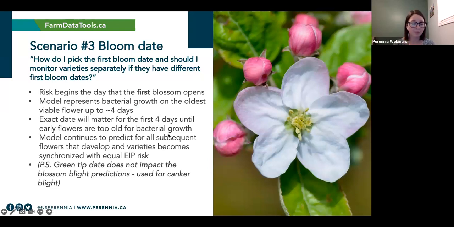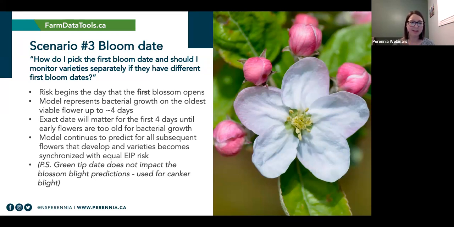Okay. So going into the next scenario here, would be considering how to choose your bloom date. So the question is, how do I pick the first bloom date, and should I monitor varieties separately if they have different first bloom dates? So luckily, the answer to this is that we don't need to overcomplicate it. We don't need to monitor these varieties separately. Especially if we are 4 days into bloom.